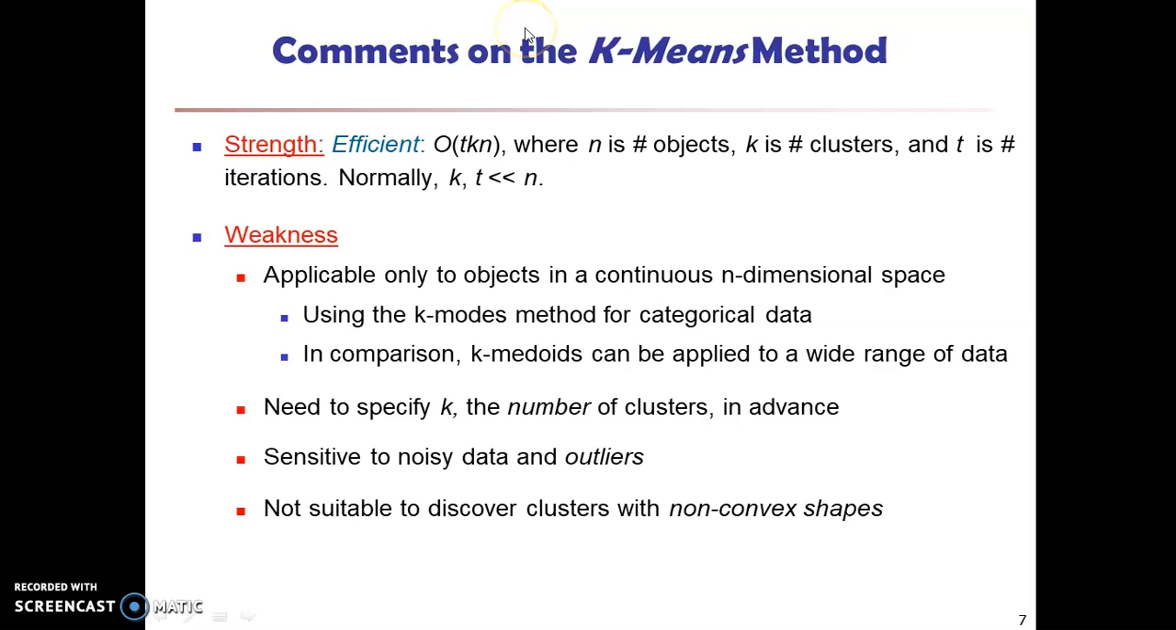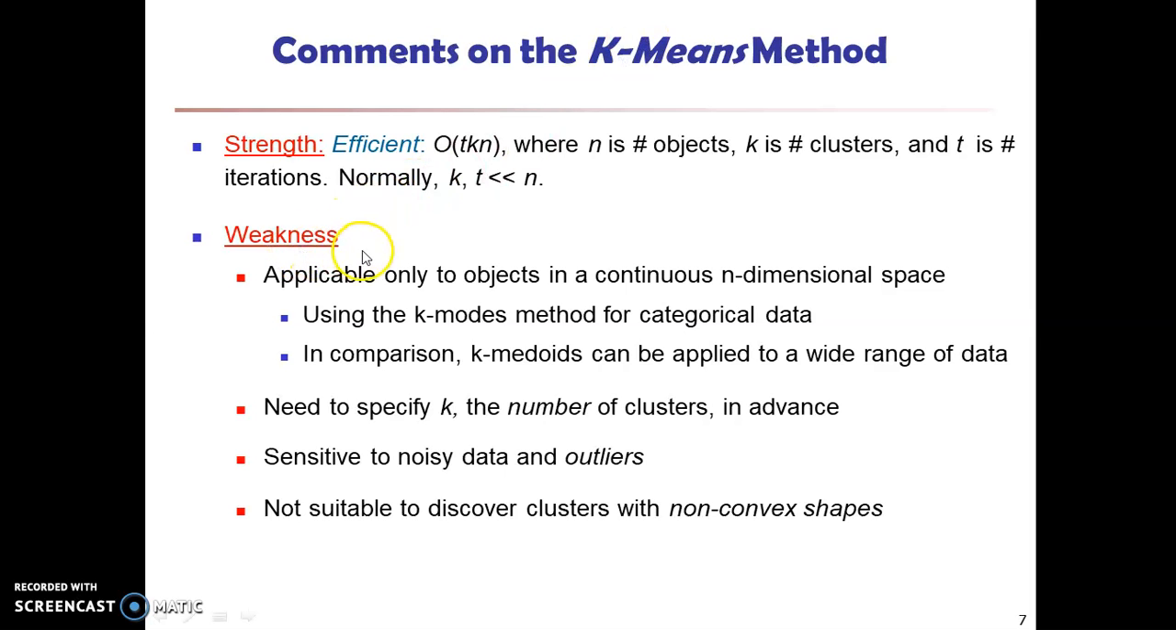Now, the strength of the k-means algorithm. Here we have 3 parameters. One is t, the number of iterations, and how many iterations you are going to run until there is no change; k, how many clusters you want to create; and n, how many data points you have. Based on this, the efficiency of the k-means algorithm is defined.